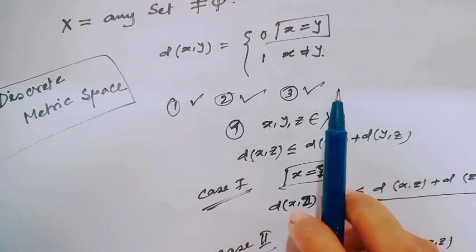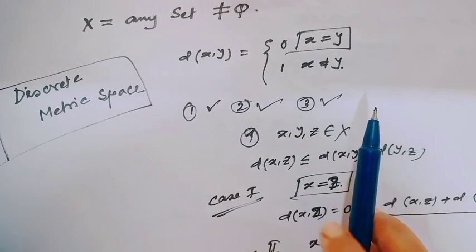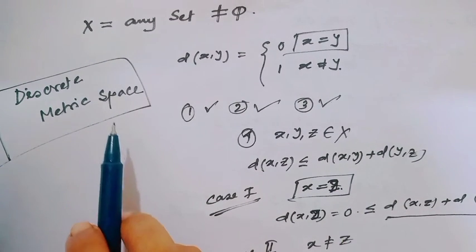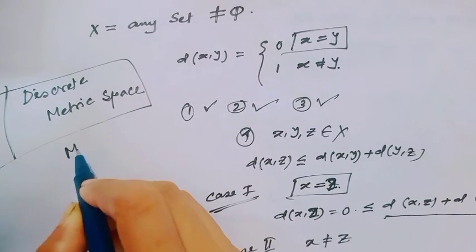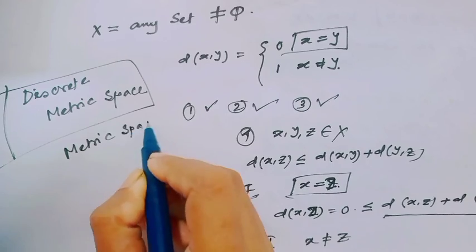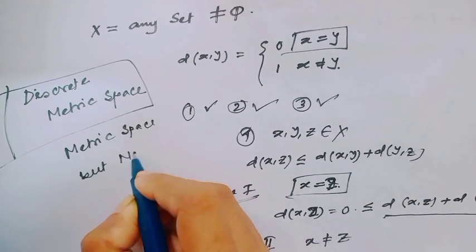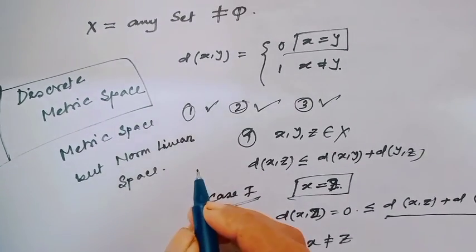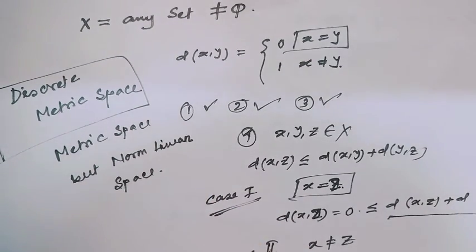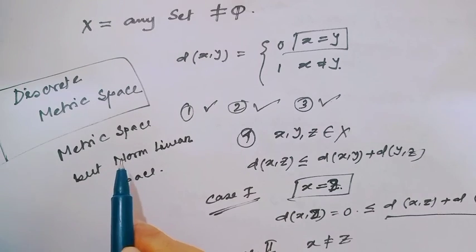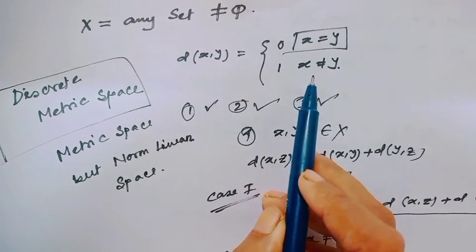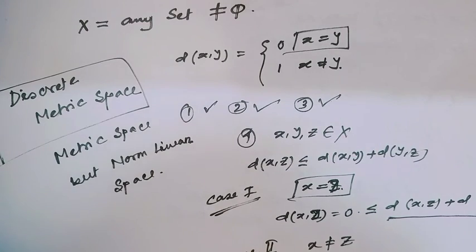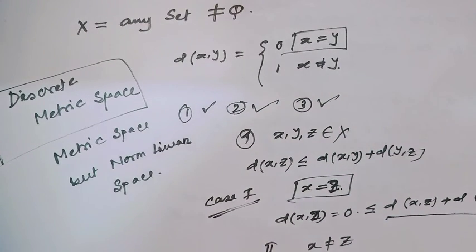So obviously this is a metric space. And till now I have seen such metrics which are induced by a norm. But this discrete metric is not induced by a norm. This is a metric space but not a normed linear space, because a norm defines the length of a vector, and a metric defines only the distance. Here we define the distance of two vectors but not the length. So the discrete metric is not induced by a norm.